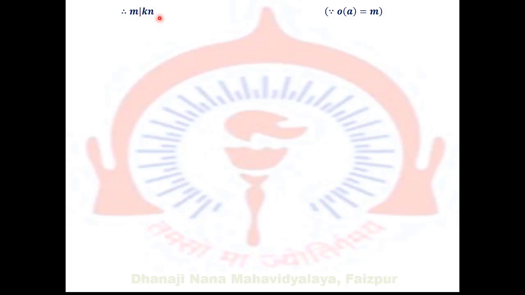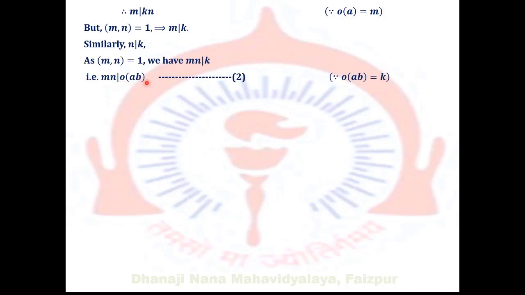But here GCD of m and n is equal to 1. So therefore we can say m divides k. And similarly we can show n divides k. But again, as GCD of m and n is equal to 1, we can write mn divides k. So mn divides k, it means that mn divides the order of AB, because the order of AB is equal to k. So thus by equations 1 and 2, we can say the order of AB is equal to m into n. But m is nothing but the order of A, n is nothing but the order of B. So therefore the order of AB is equal to the order of A into the order of B.